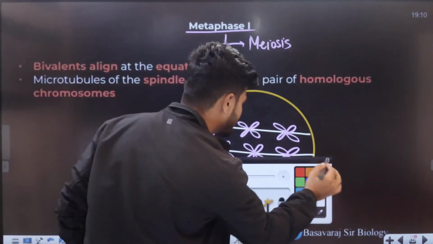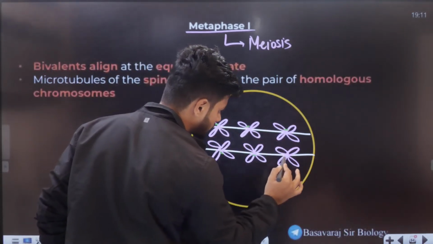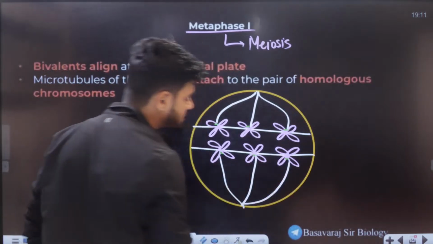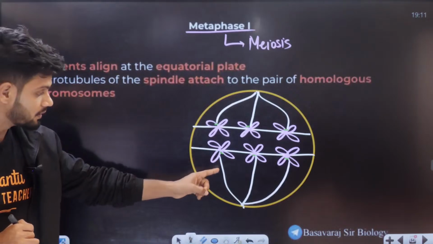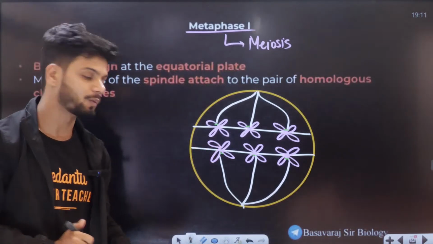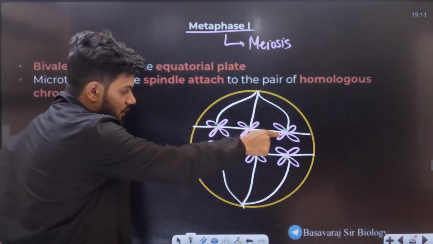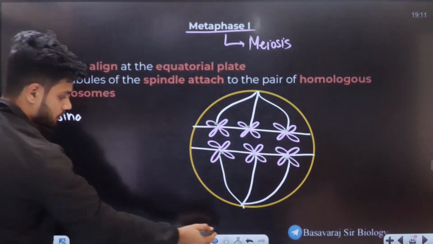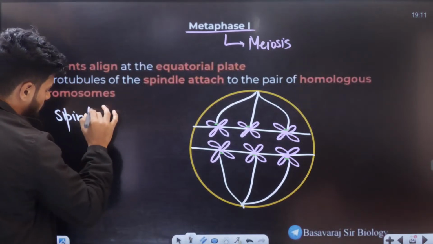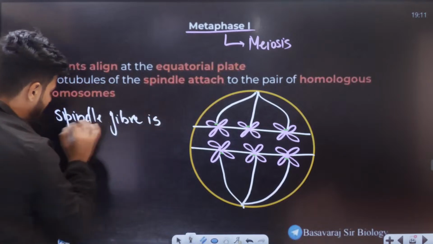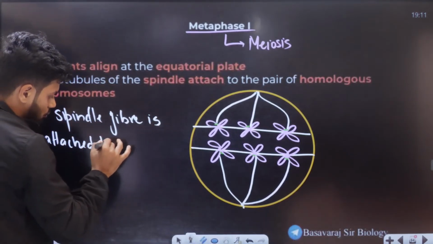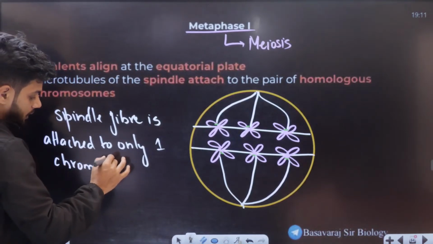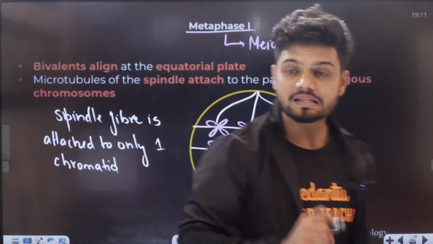Now here, again we have kinetochores. All the spindle fibers will attach to the kinetochore. But the difference here is one spindle fiber is attaching to one chromatid, not both chromatids. This side chromatid is free. This side chromatid is free. Other side, attached. So here what is happening is the spindle fiber is attached to only one chromatid, not to both of them. It is attached to only a single chromatid.